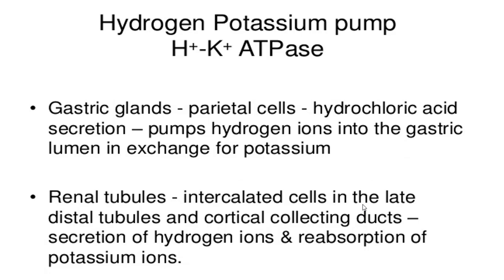Then a similar example is the hydrogen potassium pump, the hydrogen potassium ATPase pump. It is present mainly in two areas: in the stomach, in the gastric glands, and in the kidney, in the renal tubules. In the gastric gland, it is present in the parietal cells for HCl secretion, pumping hydrogen ions into the gastric lumen in exchange for potassium. All these are examples from chapters we will study in future. So I am not going into the details of all these things, because at this stage you cannot understand the function of the intercalated cells or their types. But keep in mind there is a hydrogen potassium ATPase pump.